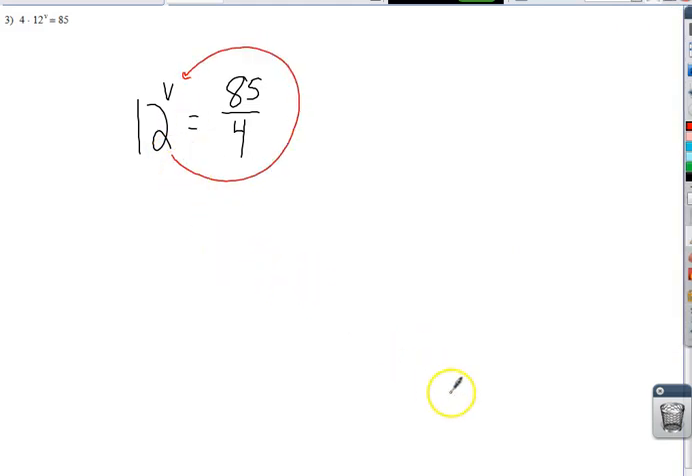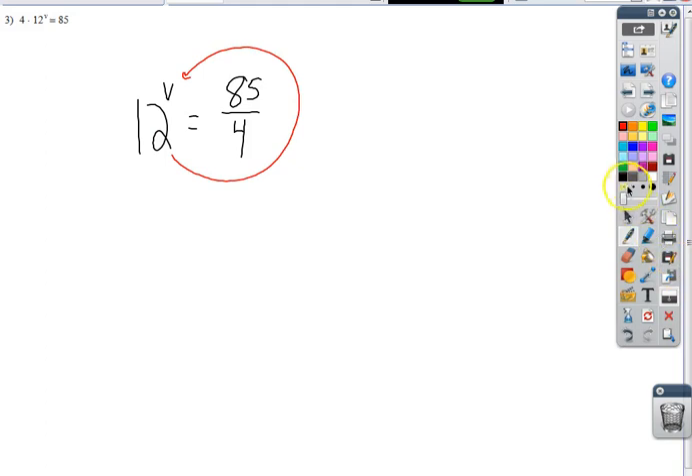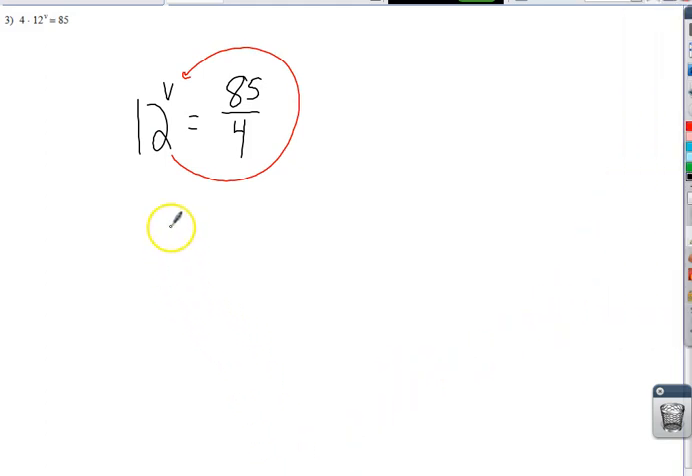Sound effects optional. And we're going to do it that way. Now, it's all about that base, no exponents. So log base 12 of 85 over 4 equals v.